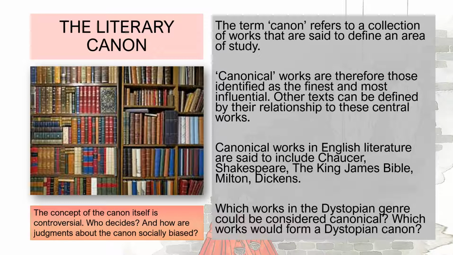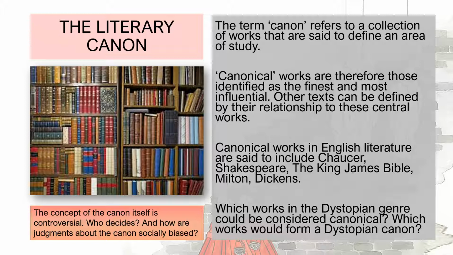As a sideline, it's worth thinking about what is known as the Western canon, or the canon in literature. The canon is the collection of works that are said to be definitive. These are the finest works of English literature. They are the most influential. And one way of evaluating literature is to take any given text and analyse it in relation to what might be seen as canonical works, these central works.